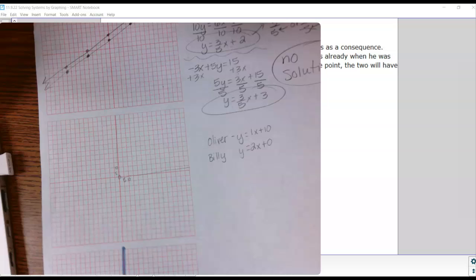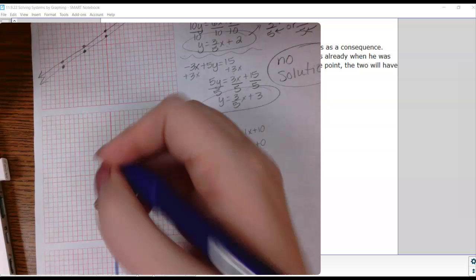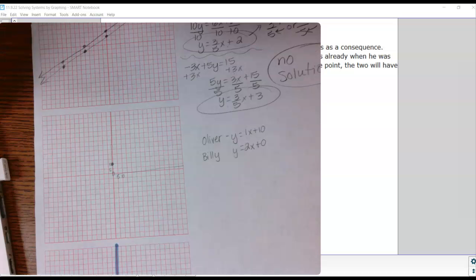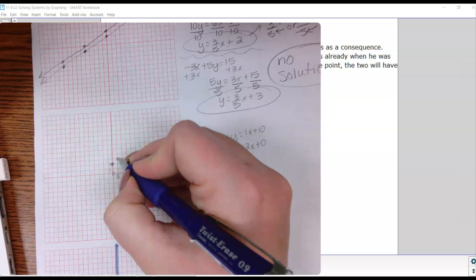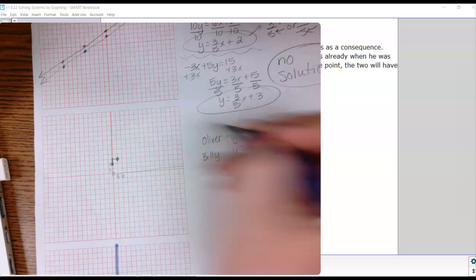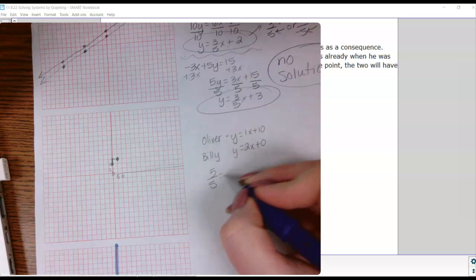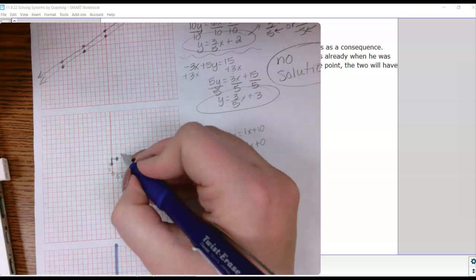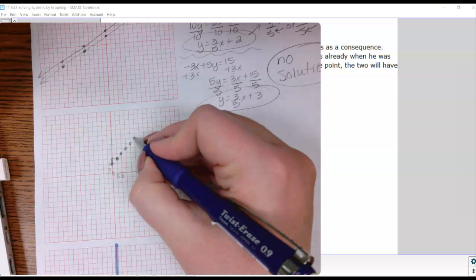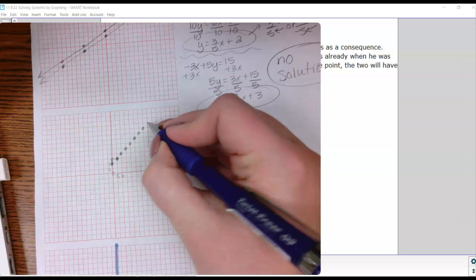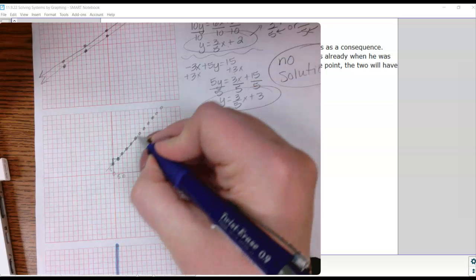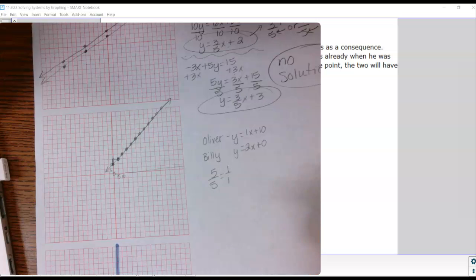So if we zoom in, the y-intercept for Oliver is 10, so that's going to be here. And the slope is 1, so up 1, right 1. And that works, if you think about it, we went up 5 and right 5. 5 over 5 will reduce to 1 over 1, so that works. So if we continue this pattern, up 1, right 1, we can make a line. Okay, connect your dots, and that is Oliver's line.